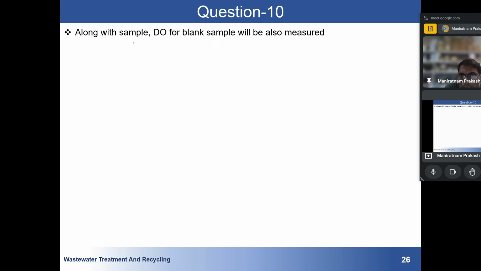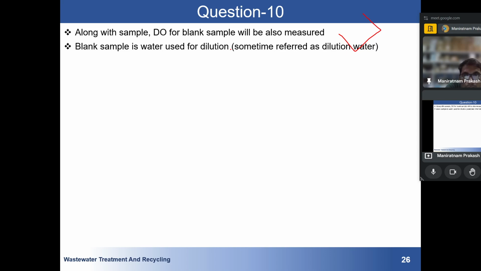Along with the sample, the DO of a blank sample will also be measured. For dilution you have used water. What if that water is already polluted with some kind of organic matter? Obviously it won't be, but we don't want to take any risk. So whatever reading comes for our sample, we will subtract the DO of our blank also. The blank sample is the water used for dilution, sometimes referred to as dilution water.